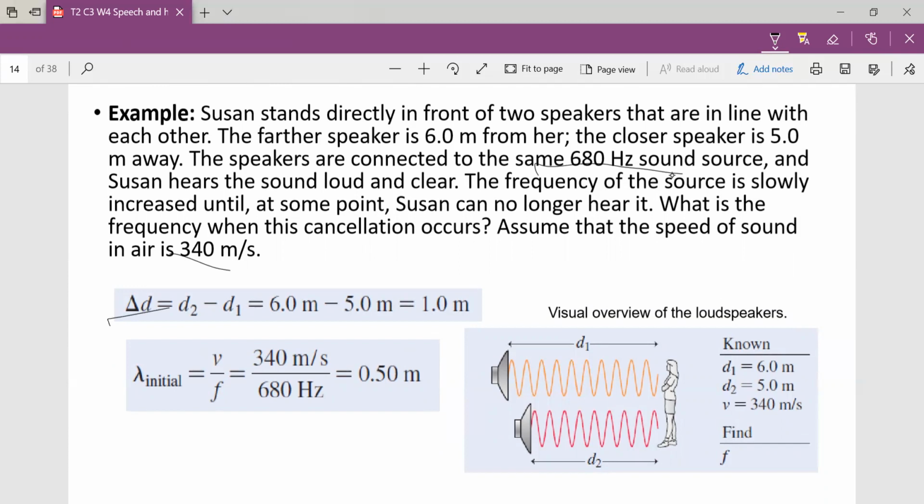The difference is 1 meter. And from the relationship v equals lambda f, we look for our initial wavelength to know how these two are really set apart. Is it an integer wavelength value or a fractional wavelength value? So we see the wavelength is 0.5.